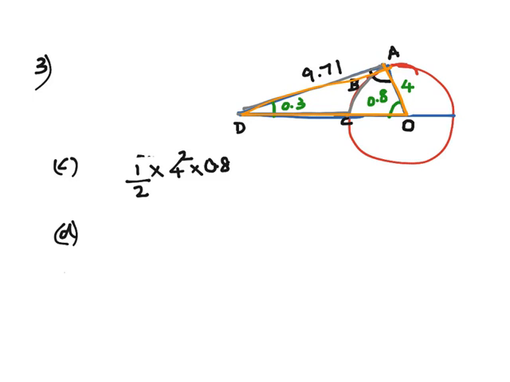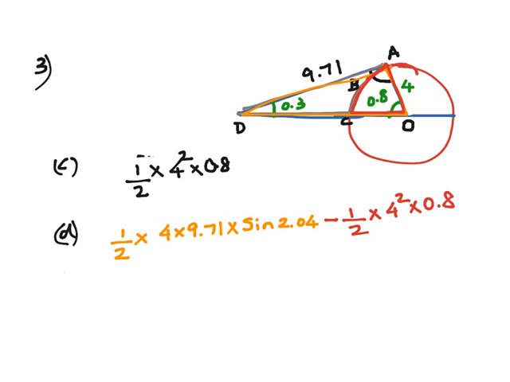So that is half multiplied with the product of two adjacent sides, which is, let's say, 4 and 9.71, multiplied with sine of the angle between them, which is sine of 2.04. So this will give me the area of the triangle. Now I'm going to find the area of this sector, which is this expression, isn't it? So minus half multiplied with 4 squared into 0.8. If you enter this expression in the calculator, you will get an answer. That is the area of the region ABCD.